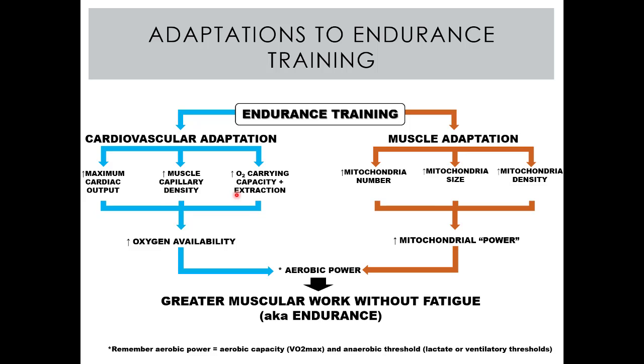Finally, there is increased oxygen carrying capacity in the arterial blood, in addition to increased extraction of oxygen by muscle cells from the arterial blood through the capillary network. So altogether, these individual cardiovascular adaptations to endurance training function to overall improve oxygen availability, particularly in muscle.